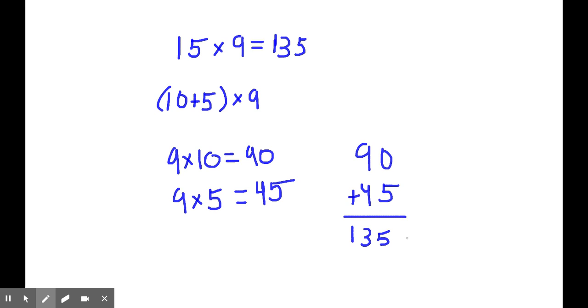Okay. So that's the distributive property. That's really the nuts and bolts, quick review of the distributive property.